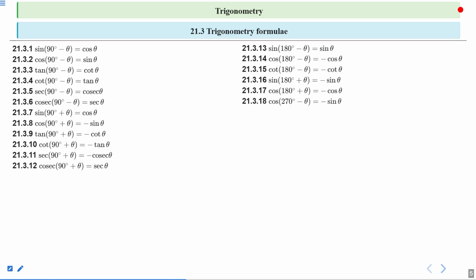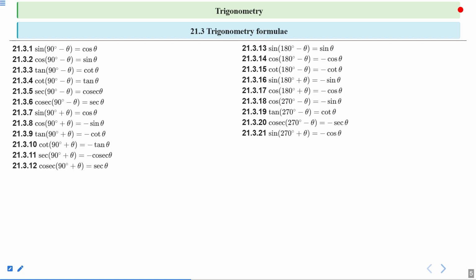But cos 270 minus theta becomes minus sin theta because this is in the third quadrant. In the same way, tan 270 minus theta, we know that this is in the third quadrant. So tan and its inverse cot are both positive. So tan 270 minus theta becomes cot theta. Cosec 270 minus theta becomes minus sec theta.